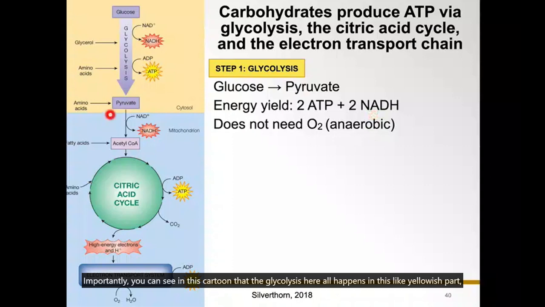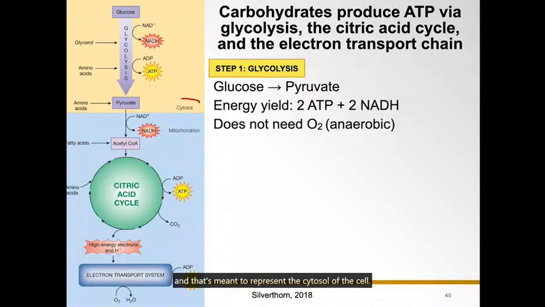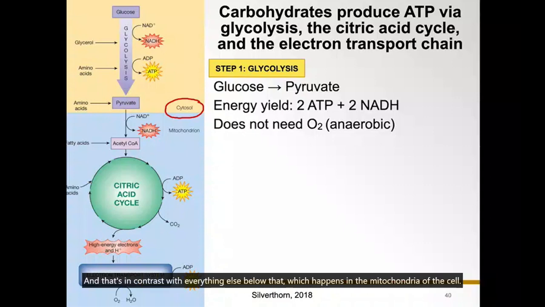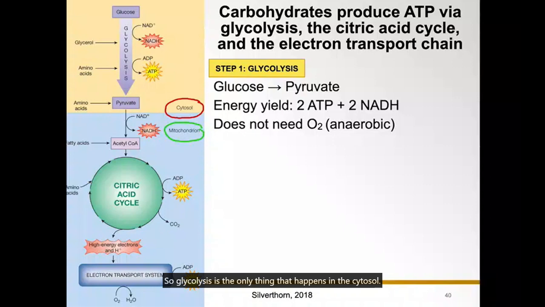Importantly, you can see in this cartoon that the glycolysis all happens in this yellowish part, and that's meant to represent the cytosol of the cell. And that's in contrast with everything else below that, which happens in the mitochondria of the cell. So glycolysis is the only thing that happens in the cytosol.